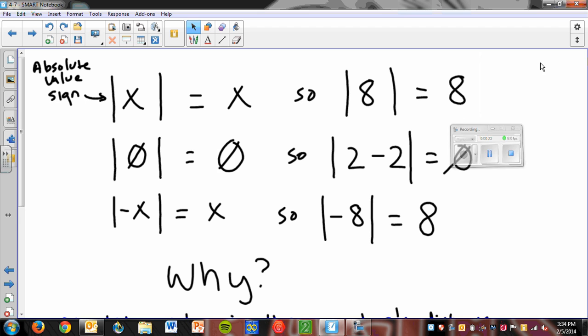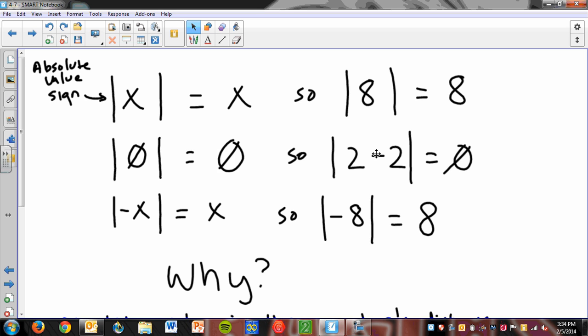Absolute value. This is your absolute value sign. It's like 2 bars. I'm just going to call them brackets. 2 brackets here, and there's our variable inside. So our absolute value of x is what we're looking for. Absolute value of x equals x. Absolute value of 0 equals 0. And absolute value of negative x equals positive x.